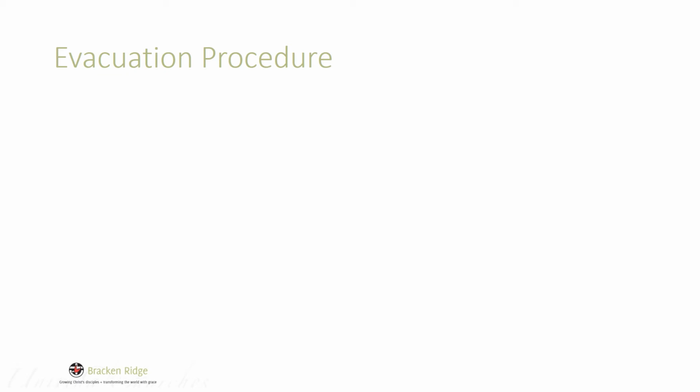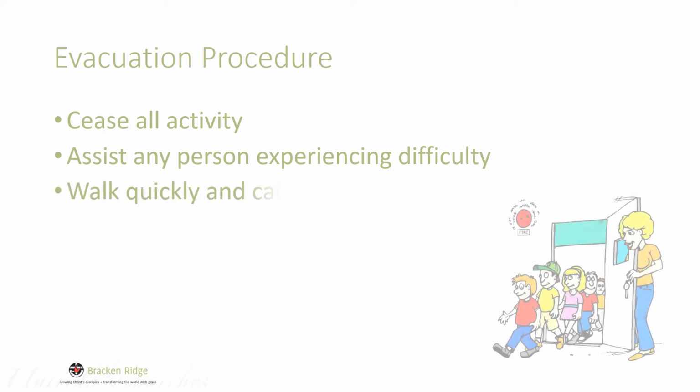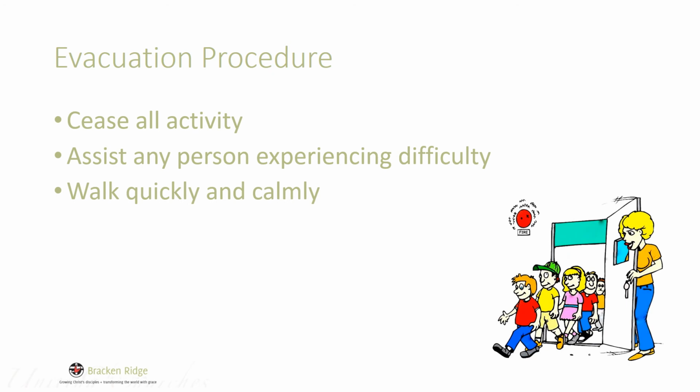On hearing an evacuation instruction, immediately cease all activity and switch off any appliances, equipment or machinery if it is safe to do so. You can then assist any person experiencing difficulty with the evacuation. Take a quick look to your left and right to see who is standing or sitting nearby. Walk quickly and calmly to the assembly area via the nearest exit.